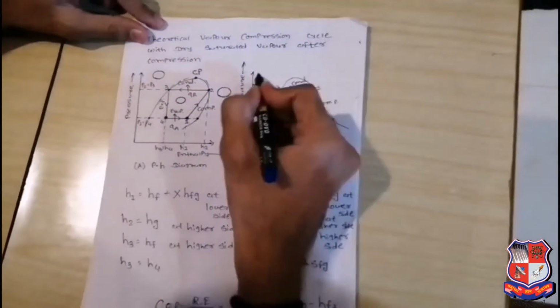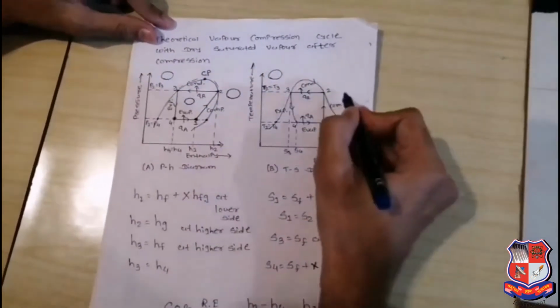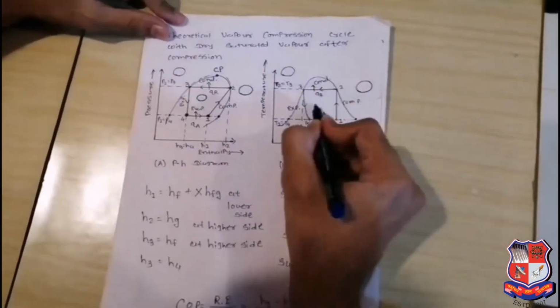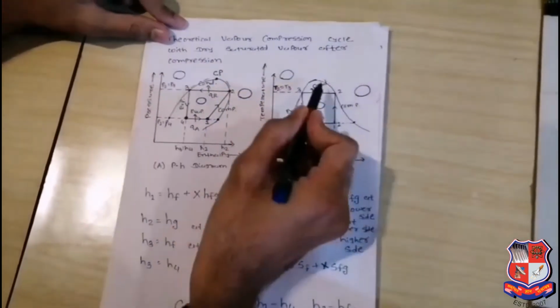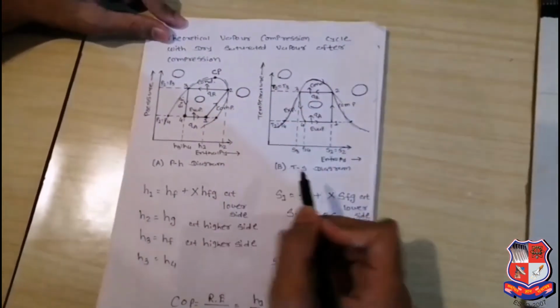Okay, first, that region is your subcooling region. Similarly, that is your superheated region. Inside, there will be a wet region. That side will be a saturated liquid, and that side will be a saturated vapor.